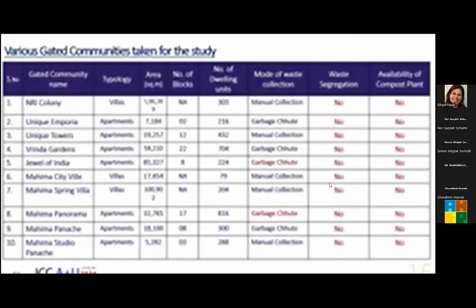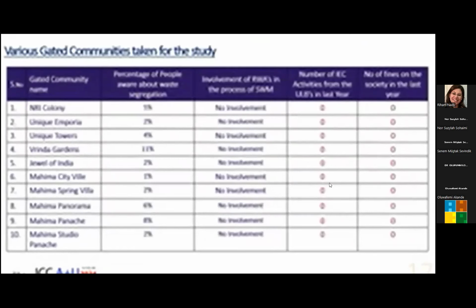Similarly, all the 10 projects were analyzed depending on the mode of collection, and as we can see, there was no waste segregation or availability of a compost plant in any of these gated societies. Furthermore, the percentage of people knowing about waste segregation, the involvement of the RWAs in the process of waste management, the IEC activities, and fines for not following the rules were also analyzed, and not a very good result came out.